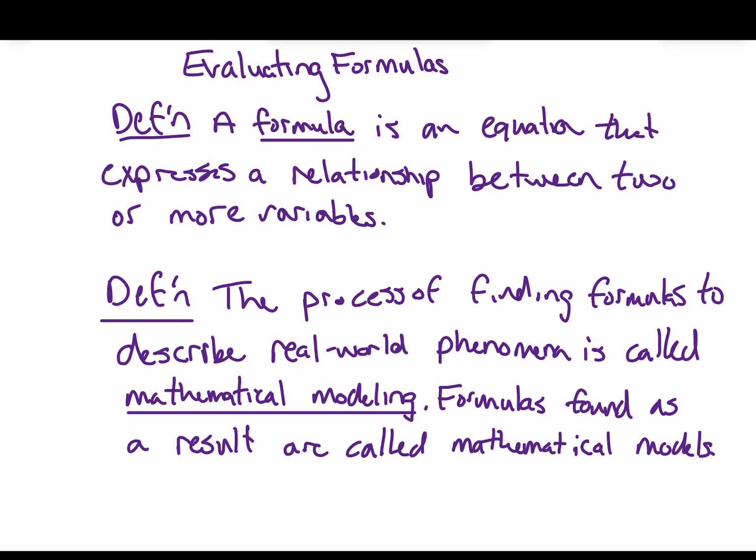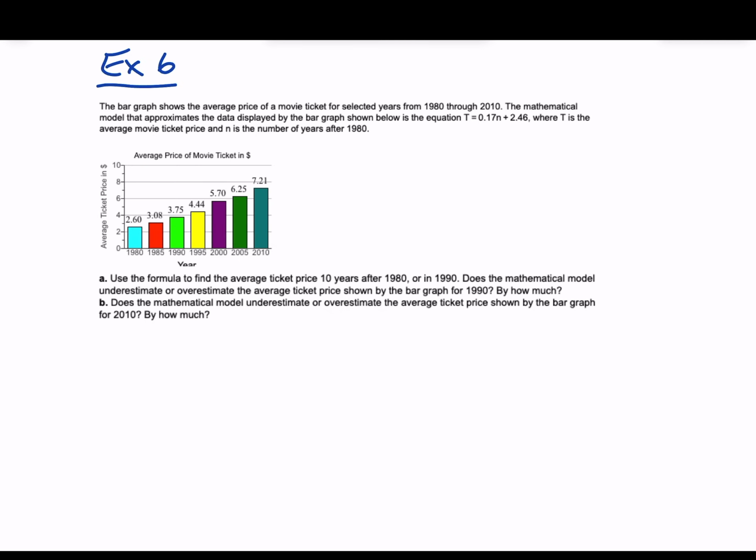Let's do an example. In example number 6, which is our last for this section, the bar graph shows the average price of a movie ticket from selected years from 1980 to 2010. The mathematical model that approximates the data by the bar graph shown below is the equation t is equal to 0.17n plus 2.46, where t is the average ticket price and n is the number of years after 1980. If you look at the graph, you'll see the various years and the price of a movie ticket in those years.